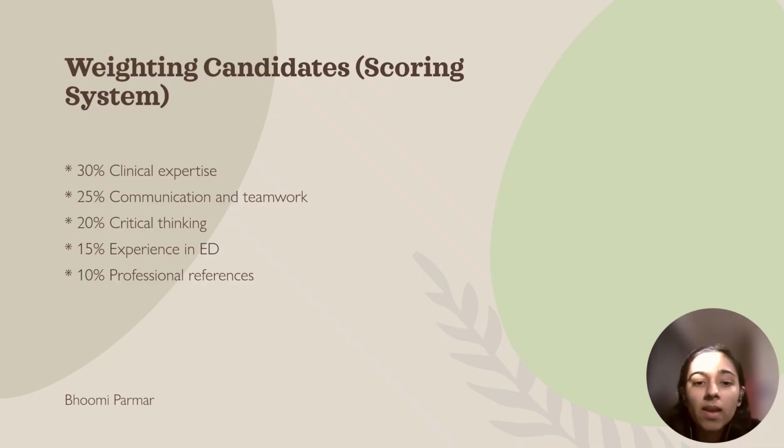My name is Bhumi and I will explain weighting candidates by scoring system. So here are the five weighting systems. So first one, these describe the candidates. Weighting helps the manager compare one candidate to another. For example, people who have clinical expertise are measured at 30%. How they communicate and how they work as a team are measured at 25%.